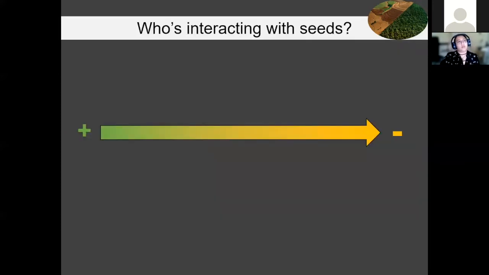So next, outside of the two key players of this interaction, another part of seed dispersal that maybe some of you are not aware of is that there's a whole host of other organisms that interact with these seeds. So we can think of all these interactors on a spectrum, with those on the left being positive interactors and those on the right being negative interactors.